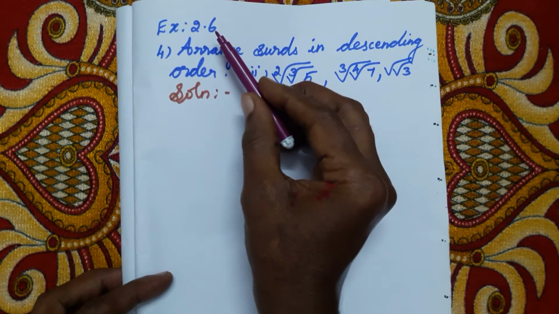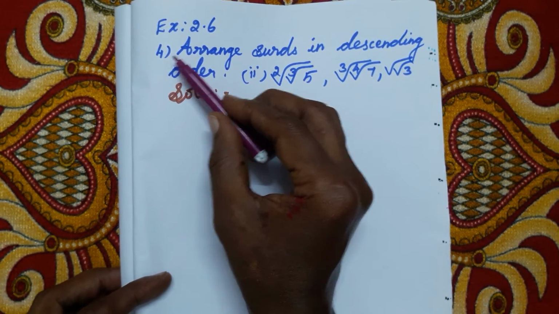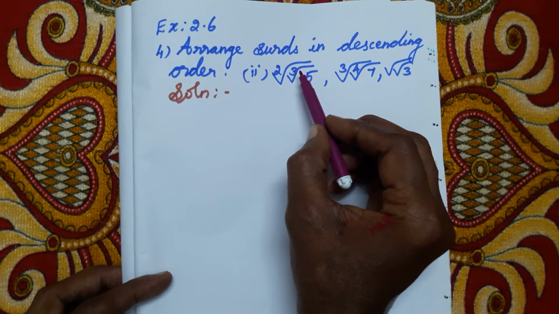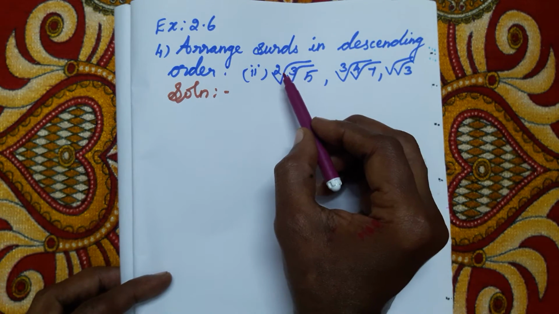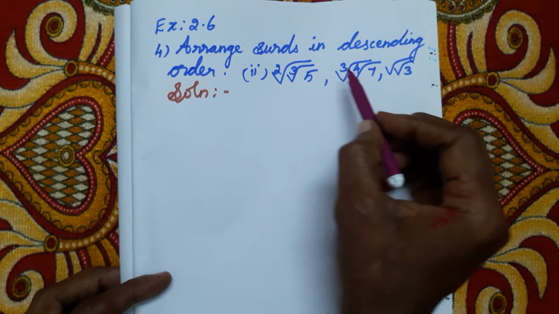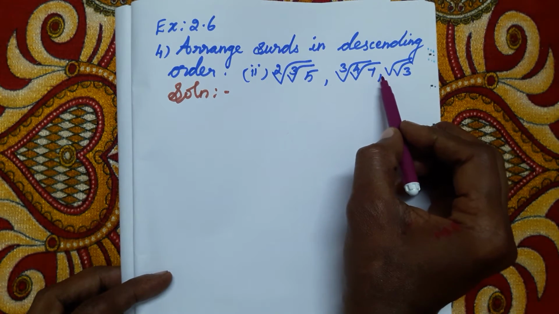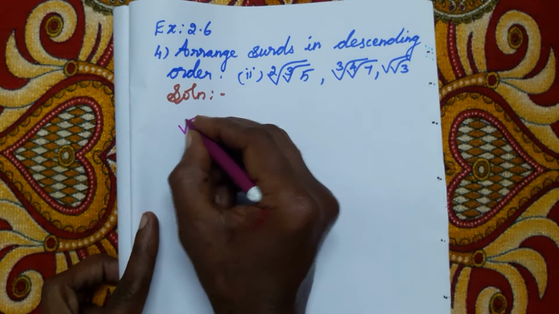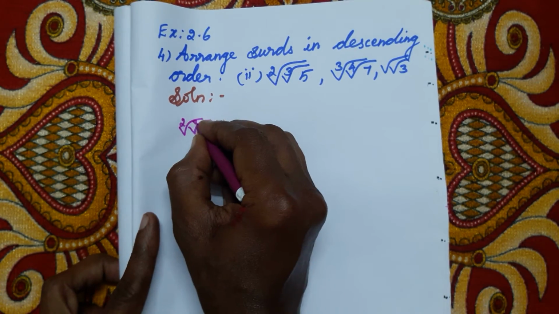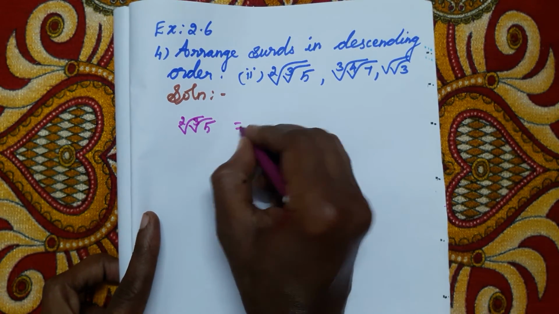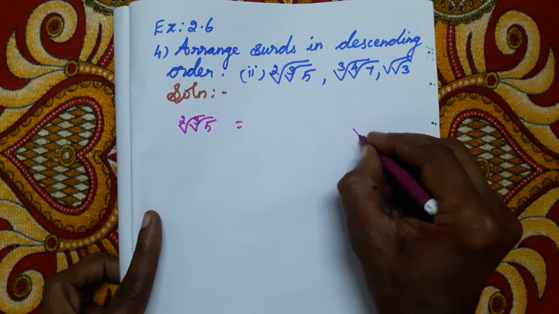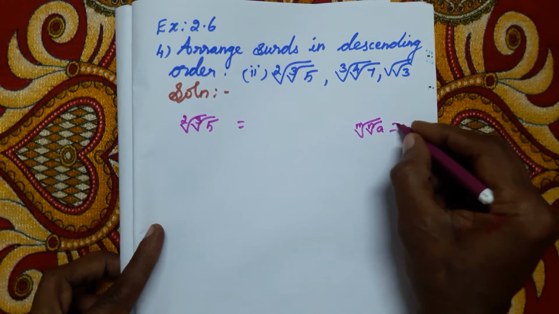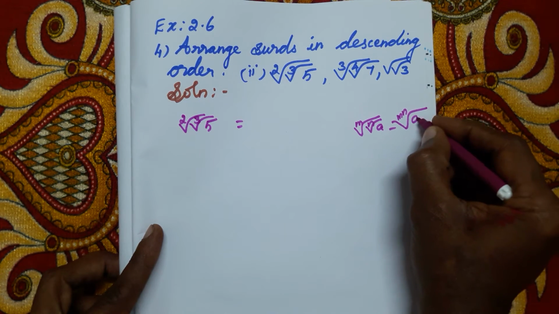Now, I am going to explain exercise 2.6, fourth problem. Arrange in descending order. The first problem you have to do as homework. The second problem I am going to do: square root of cube root of 5, comma, cube root of fourth root of 7, comma, square root of 3. Here first, square root of cube root of 5. Now I have explained laws of radicals. There, m-th root of nth root of a is equal to mnth root of a.